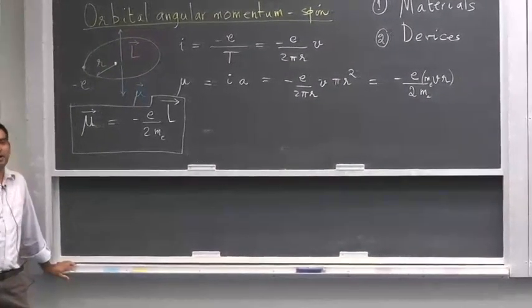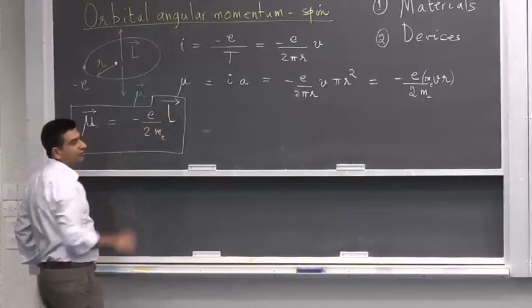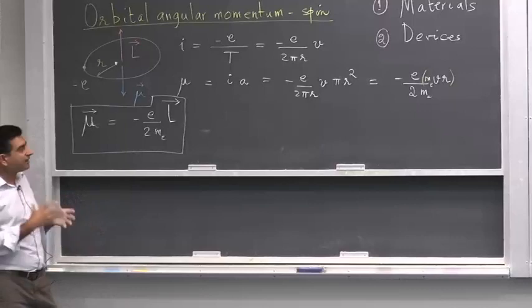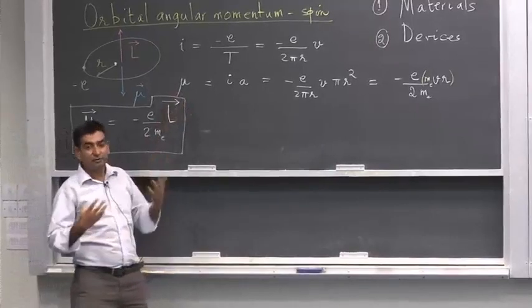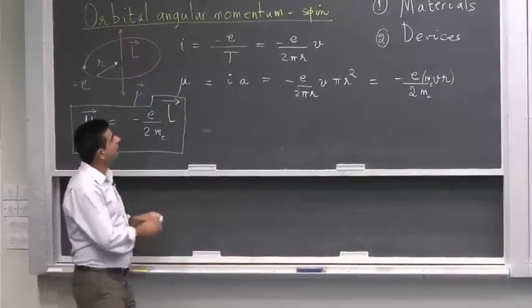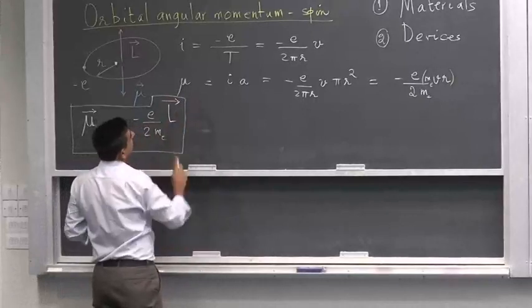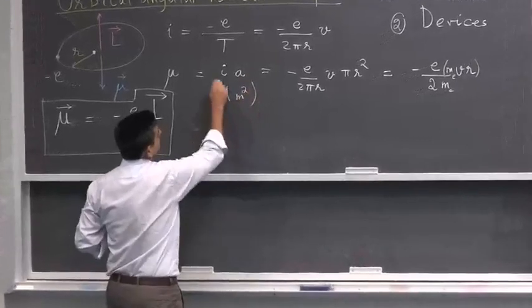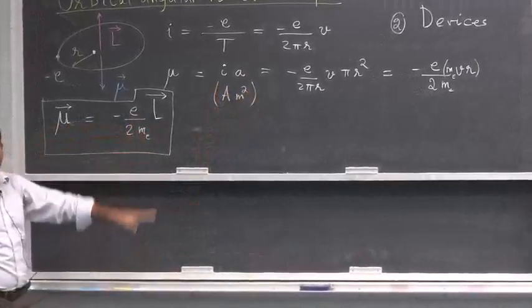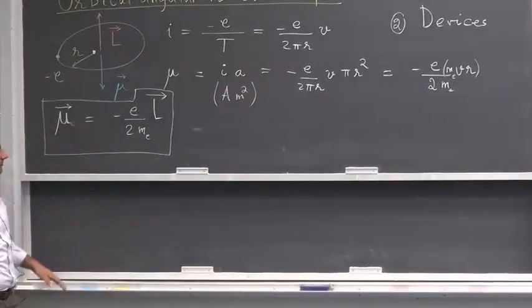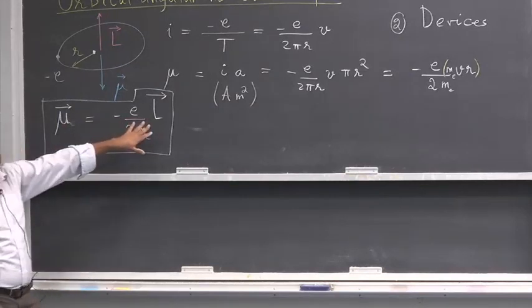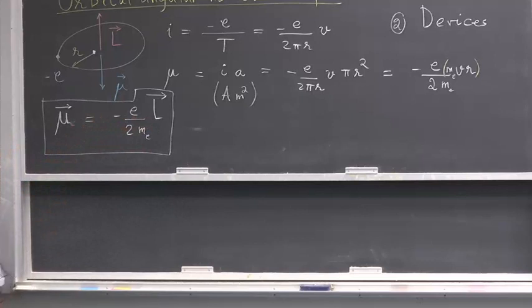A revolving charge that carries an orbital angular momentum has a magnetism associated with it. That magnetism is quantified through the magnetic moment. The units of this magnetic moment, of course, are amperes meter square. Remember that we will stick to SI units in this course. So associated with the orbital motion, the orbital angular momentum, there is a magnetic moment.